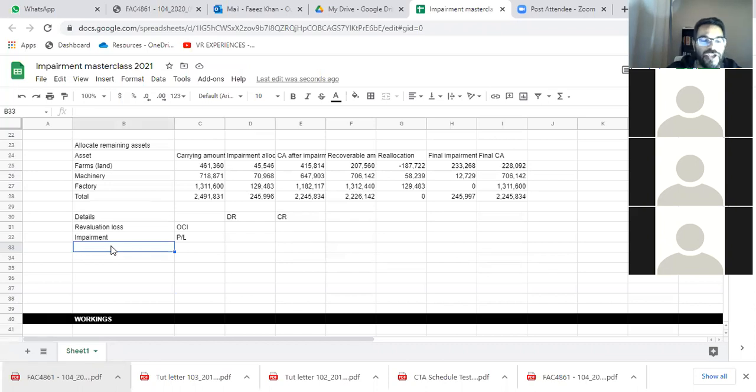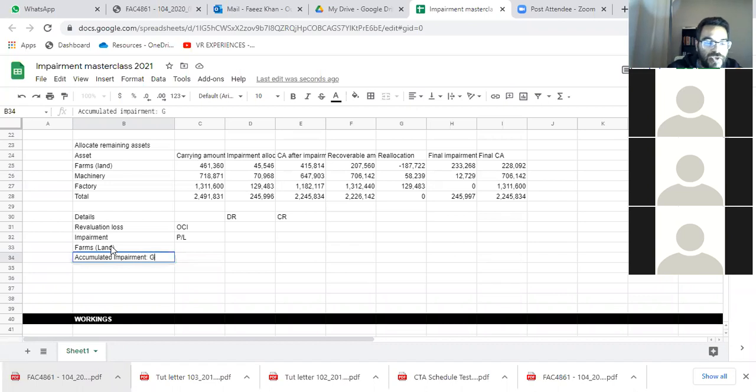So for a revaluation, you take against the actual asset. The only asset that has revaluation is land. Farms is land. So revaluation is written off directly against the asset. Depreciation and impairment is not written against the asset, but rather written against accumulated depreciation or accumulated impairment. So here we will have accumulated impairment.